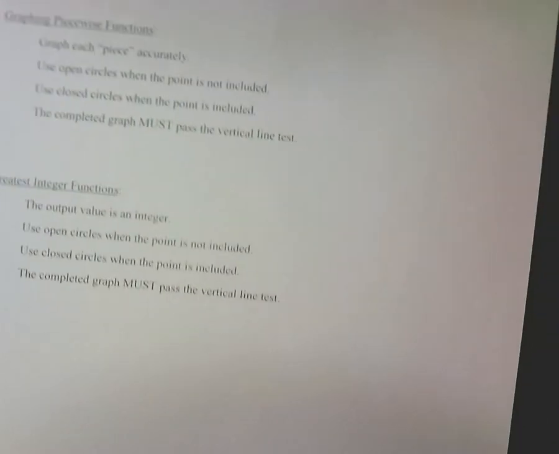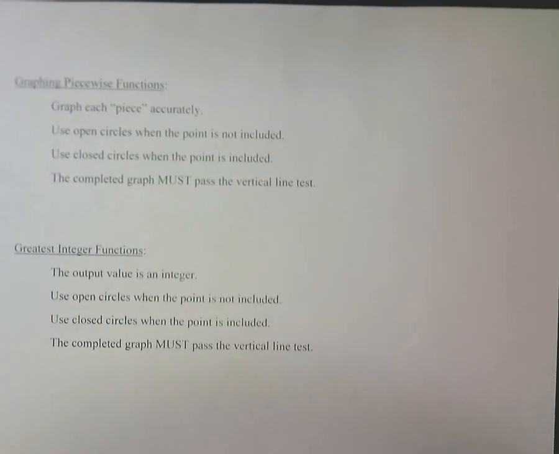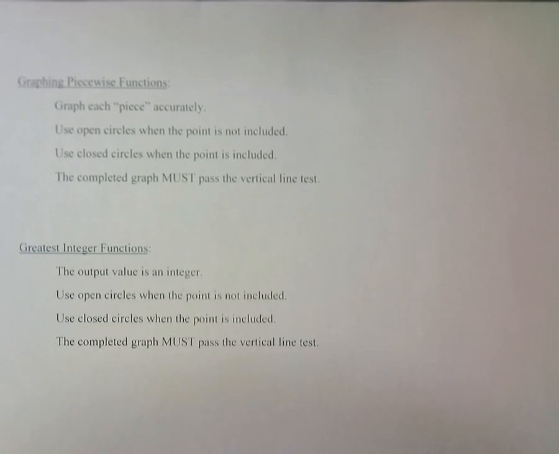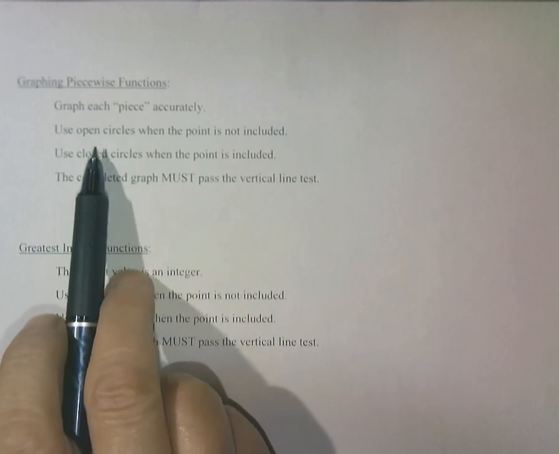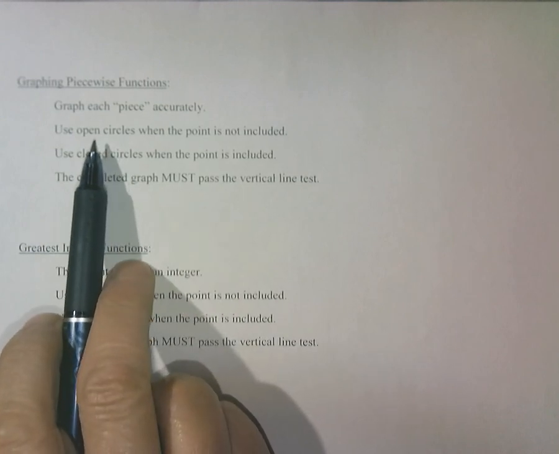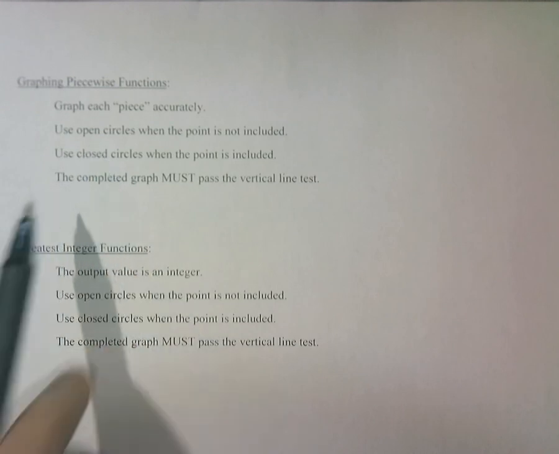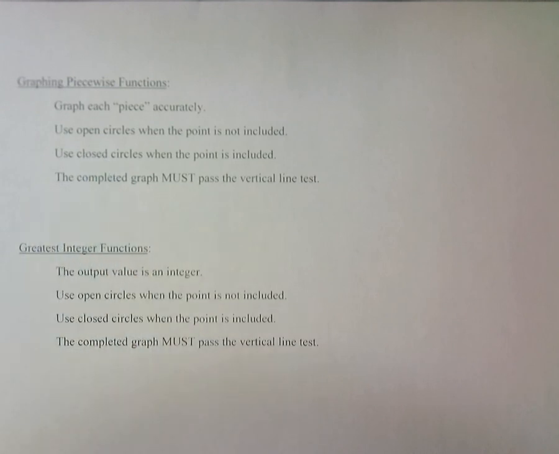Also in this section, we're talking about parent functions. We look a little bit further at piecewise functions, which I've mentioned before. Piecewise functions, I want you to graph each piece accurately. You're going to use open circles when the point is not included and closed circles when the point is included. And the completed graph must pass the vertical line test. During the live lesson, I will do some examples.